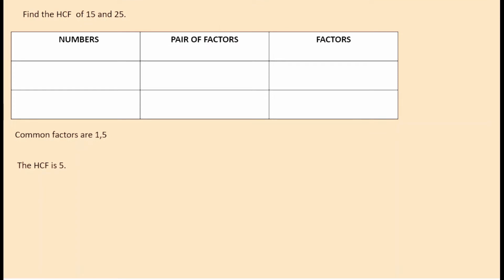The second example is to find the HCF of 15 and 25. Let's write down 15 and 25. What are the pairs of factors for 15? 1 into 15 makes 15. 3 into 5 also makes 15. So the possible factors of 15 are 1, 3, 5 and 15. What are the pairs of factors for 25? 1 into 25 and 5 into 5. So the factors of 25 are 1, 5 and 25.